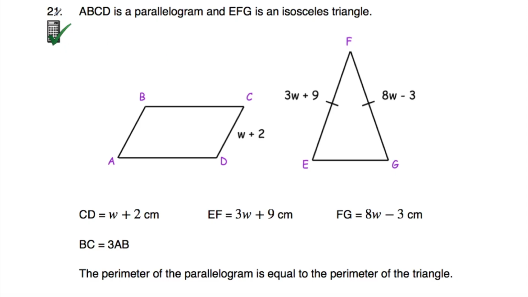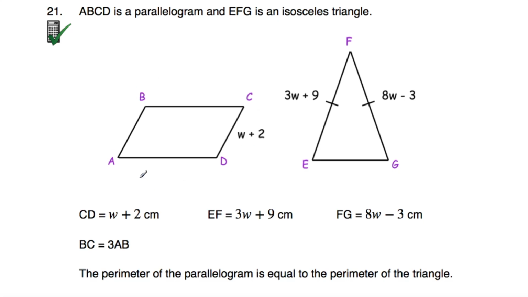Okay, let's have a look at our next question, question number 21. So question number 21, we've got ABCD, it's a parallelogram, and EFG, that's an isosceles triangle. And we're told that CD is equal to W plus 2 centimeters, and the EF is equal to 3W plus 9, and the FG is equal to 8W minus 3. And we're told that BC is equal to 3AB. So this length, BC, is 3 times that length.